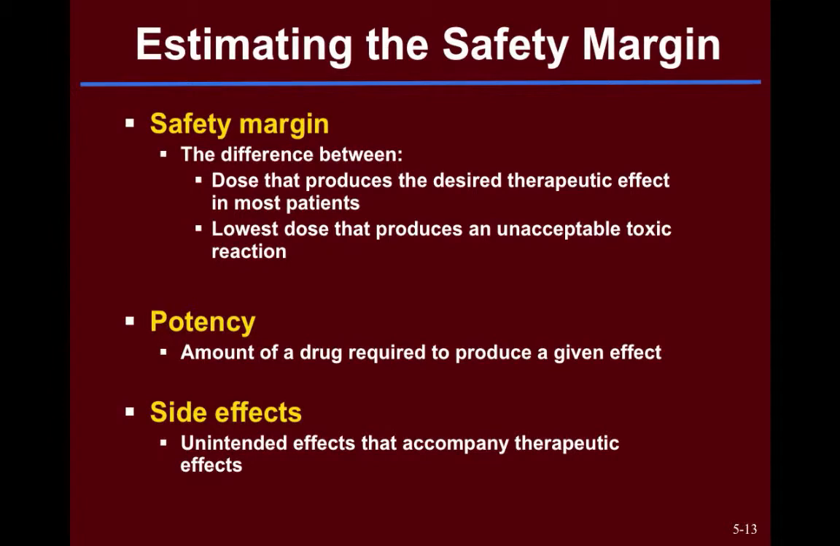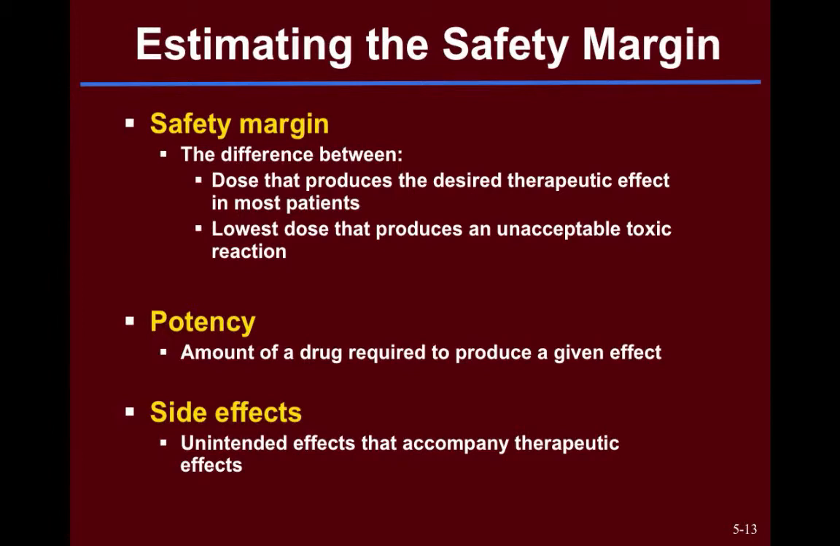Another thing that we're going to be looking for as we look at the effects of drugs is something that we call the safety margin. As a drug gets developed and released into society, we want to make sure that people are taking a safe dose. So the safety margin is going to be the dose that produces the desired effect in the most patients, and then the lowest dose that produces an unacceptable reaction. Okay, so we're looking for the dose that is the safest.